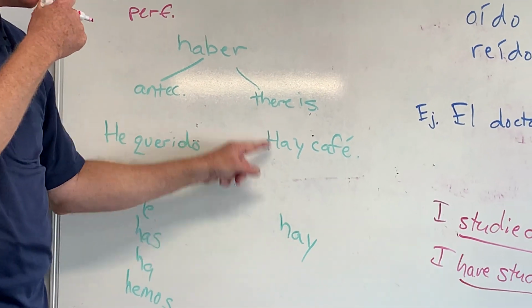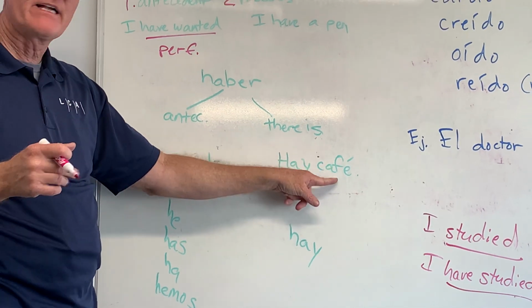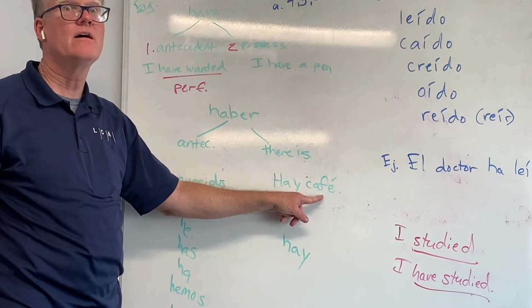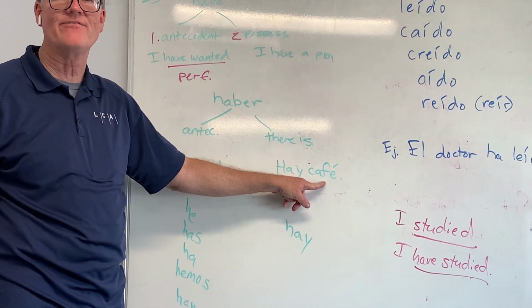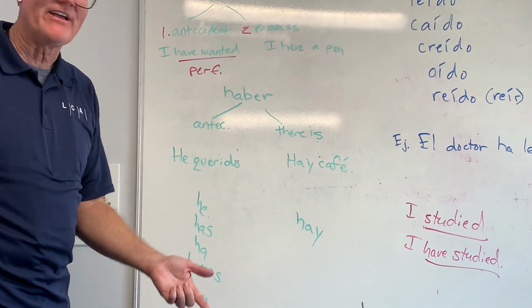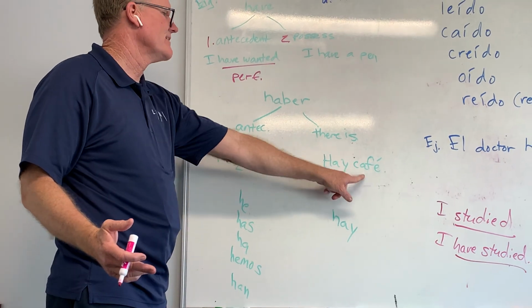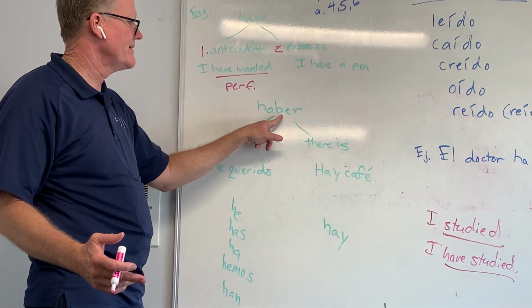Now haber, we know, is used to mean hay. So hay means there is, or there are. So hay café, there's coffee. Oh, praise the Lord. We don't want to be around without coffee. I'm glad that there's coffee. Me alegro que hay café. Okay, hay café. So that's one job of haber.